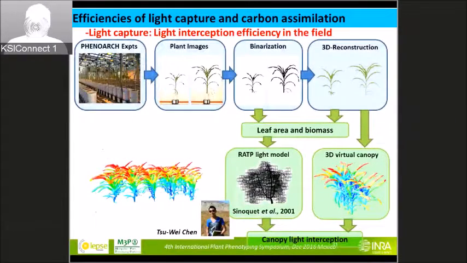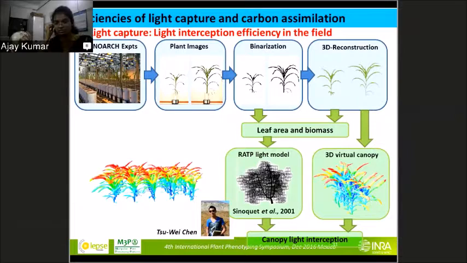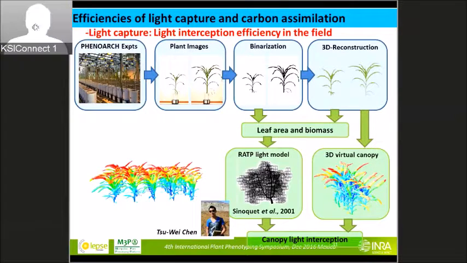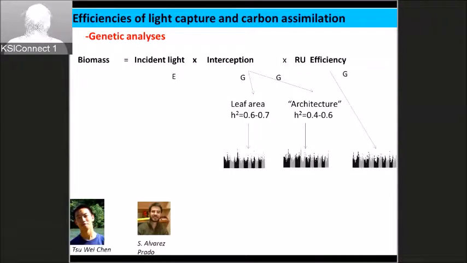And I go really rapidly on that too. To calculate the light interception efficiency in the field, they can calculate a 3D virtual canopy and calculate what will be the interception of this plant in the field. And they have performed genetic analysis on all of these components, like the light interception and radiation use efficiency, and then they have QTL for all of the aspects.